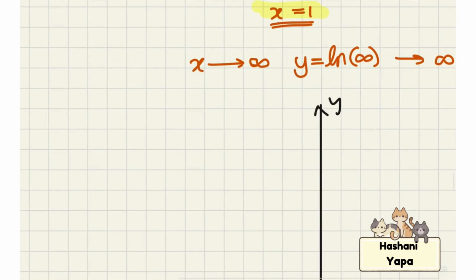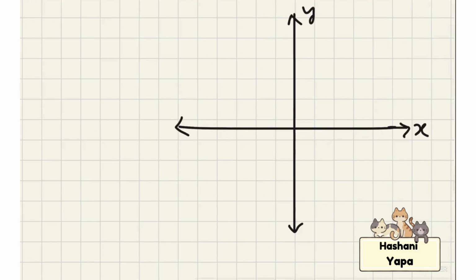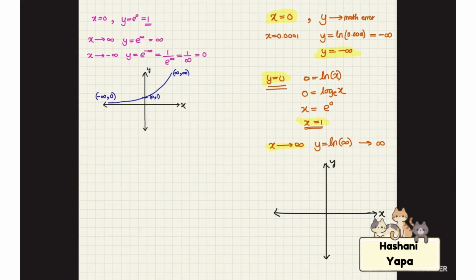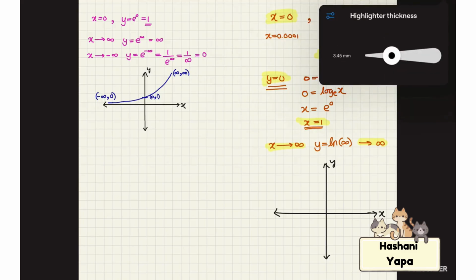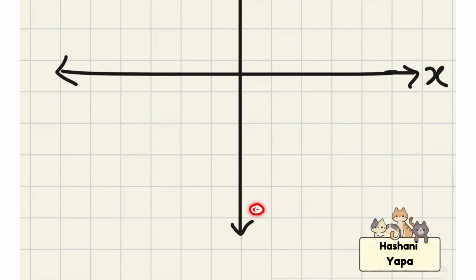So we have the y-axis here, and we have x here. Now let's see our points. I'm going to highlight this. What do we have here? When x is 0, y is negative infinity. Where is x 0? X is 0 in this line. Y is negative infinity means it is down there, somewhere here. The x equals 0 line is here, y equals negative infinity is here.